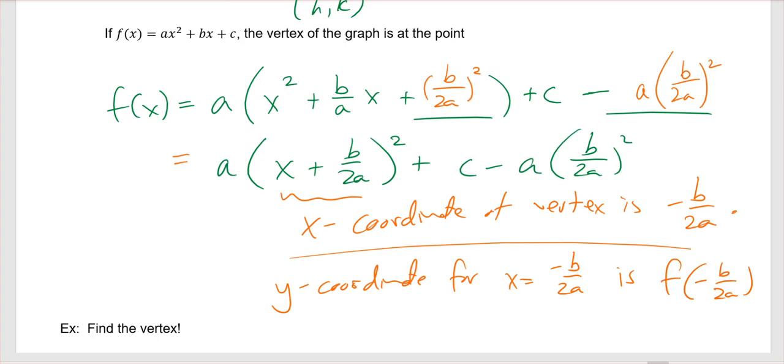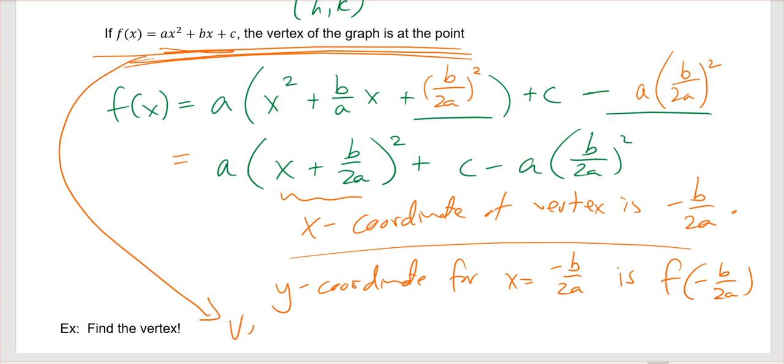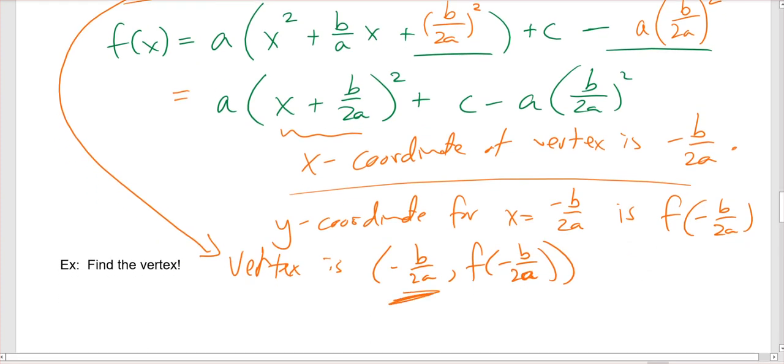That's the y-coordinate. So wrapping this up in a neat little package here, the general form is this one. If we're given this, we can just say that the vertex is negative b over 2a, comma f of negative b over 2a. So if we're going to go and memorize something, we only really have to memorize negative b over 2a, right?